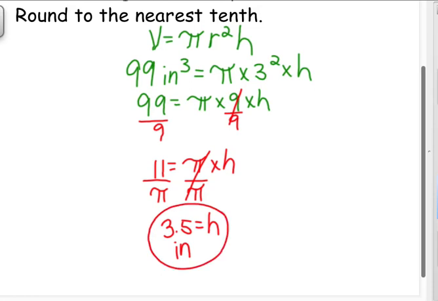So in this problem, we were trying to find the height of our cylinder. We knew the volume, we know that we have pi involved, and we know the radius was 3, which we squared to become a 9. Then you just had to divide by 9 on both sides, divide by pi on both sides, and that leads you down to the height of 3.5.